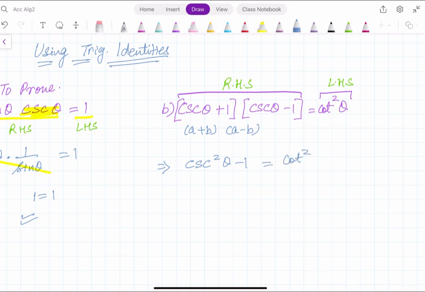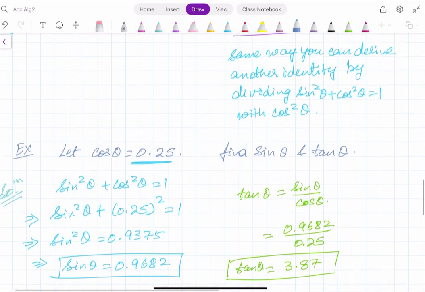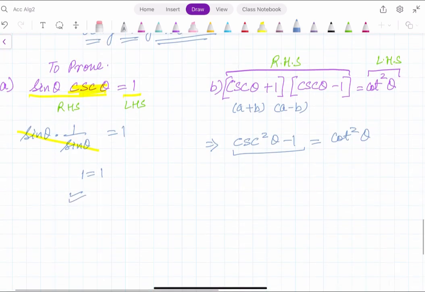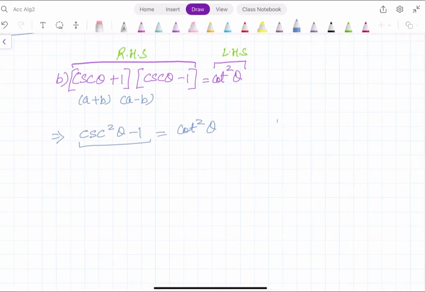And that should be equal to cot squared theta. But do we know what is cosecant squared theta minus 1? Let's go back to our Pythagorean identity. So identity number 2, 1 plus cot squared theta is equal to cosecant squared theta. We can use that. So let's manipulate that identity. So we know that 1 plus cot squared theta is equal to cosecant squared theta.